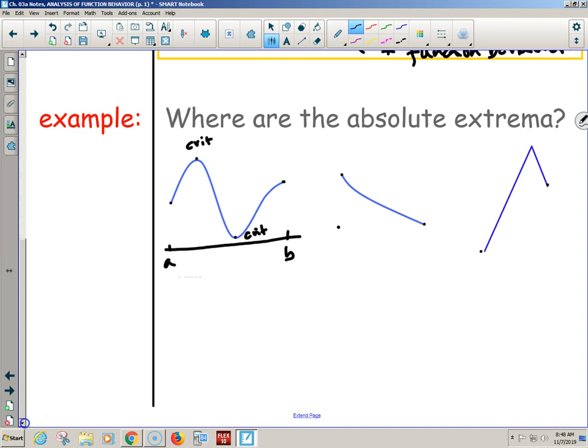How about this one from A to B? These are at the endpoints, for the highest and for the lowest. So sometimes it's at the endpoint, like the one we just did. Sometimes just the critical numbers. And sometimes it's both, at a critical number and at an endpoint. So why are we testing them both? Because who knows where it's going to end up being.